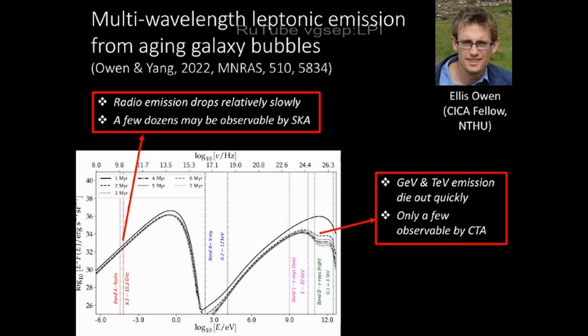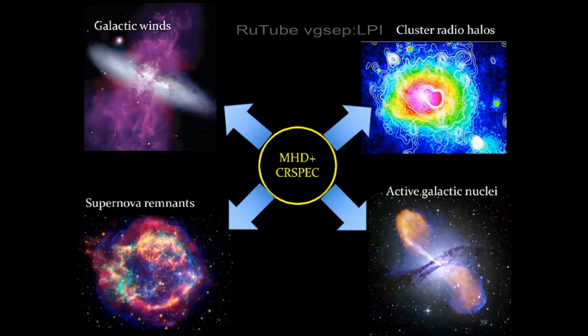And finally, let me give you a little advertisement. The MHD plus cosmic-ray spectral evolution code can be applied not only to modeling things like the Fermi bubbles, but it can also be a very powerful tool for modeling non-thermal and thermal emissions simultaneously for a variety of astrophysical systems, including galactic winds, cluster radio bubbles, supernova remnants, and active galactic nuclei. If you are interested in applying this simulation code to your favorite systems, I'll be very, very happy to discuss with you.